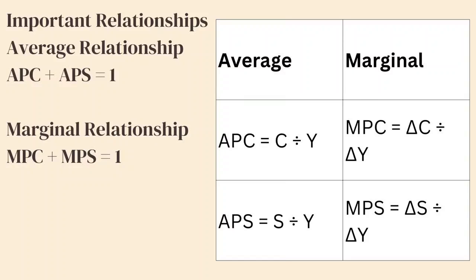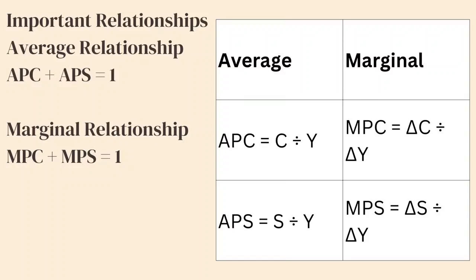Now let's connect all 4 concepts together. Many students try to memorize APC, APS, MPC, MPS separately, but that's not necessary if you understand their relationship. Let's begin with APC and APS. Suppose a person's income is 1 lakh. They spent 80,000 and saved 20,000. So APC is equal to 80,000 divided by 1 lakh, which is 0.8. APS is equal to 20,000 divided by 1 lakh, that is 0.2. So now add them. 0.8 plus 0.2 gives us 1. So this is always true because total income is divided into only 2 parts, either consumption and saving.